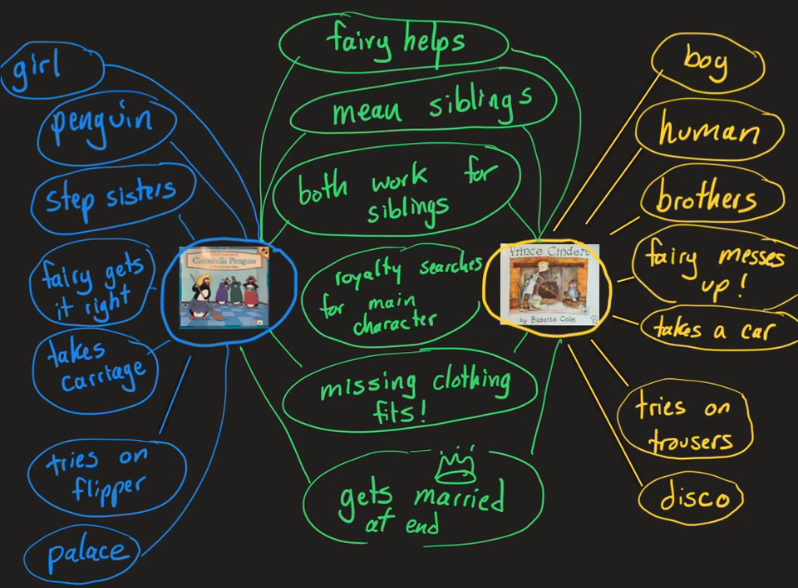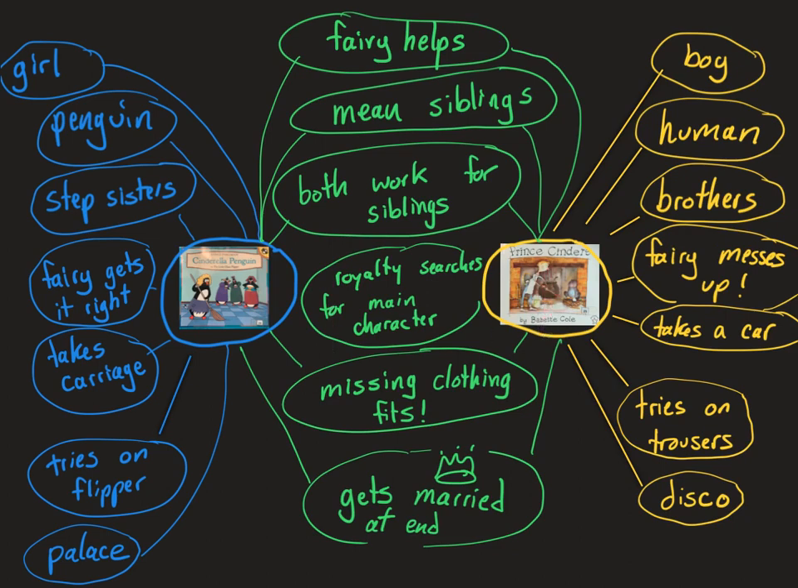Compare and contrast means think about what's the same and think about what's different. So I picked 2 different versions of Cinderella to share with you. One is Prince Cinders, where the main character is a boy, and then Cinderella Penguin, where the main characters are all penguins.